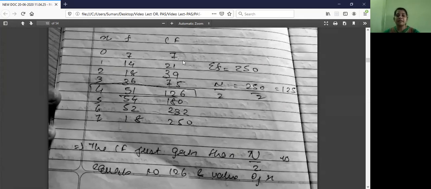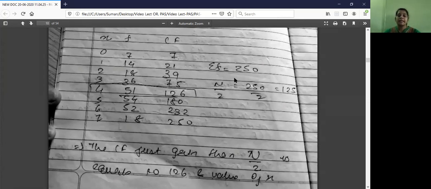And how do we find the CF? The first value we write as it is, and after that, one by one, we add the next term. That means 7 plus 14, 21, 21 plus 18, 39, 39 plus 36, 75, 75 plus 51, 126, 126 plus 54, 180, and find all these values. So first we find the summation f. Summation f means capital N. So what is the value of the summation f? Summation f is equal to 250.